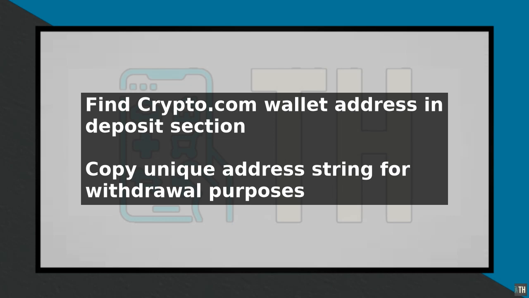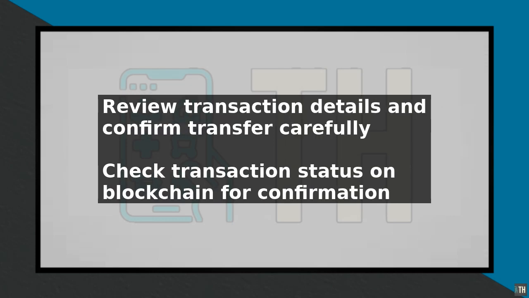Binance will then process the transaction and send the Bitcoin to your Crypto.com wallet. This may take a few minutes to an hour, depending on the network congestion and the fees you paid. Once the transaction is complete, log into your Crypto.com account and navigate to the Wallet section to confirm that the Bitcoin has been received. You can also check the transaction status on the blockchain using a block explorer.